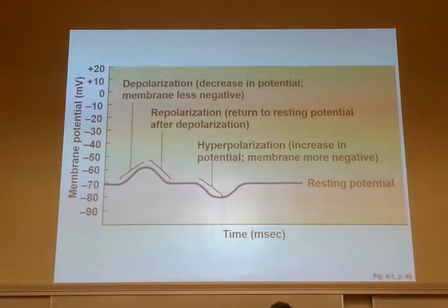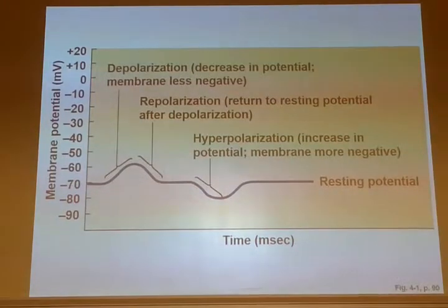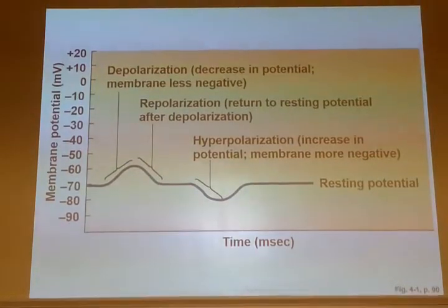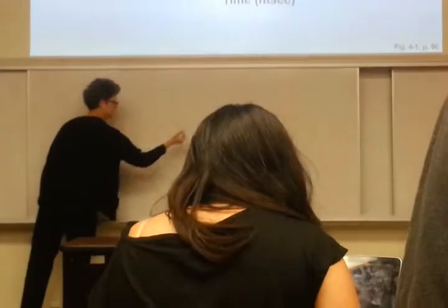Two points in a neuron. We have the cell body here and the dendrites. We have our axon hillock, and then we have the axon.